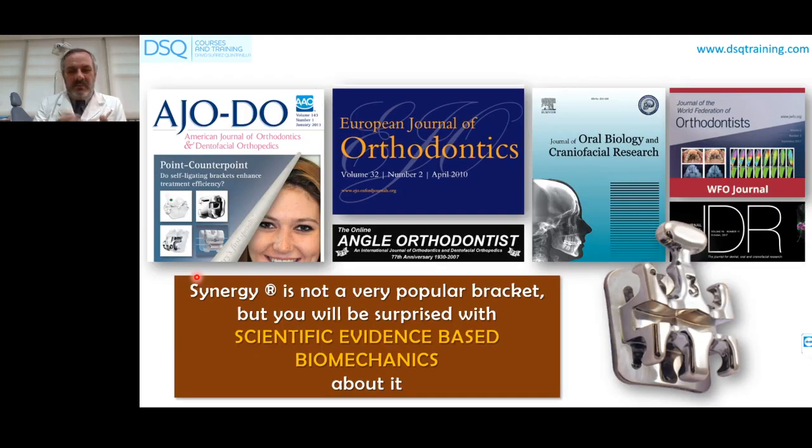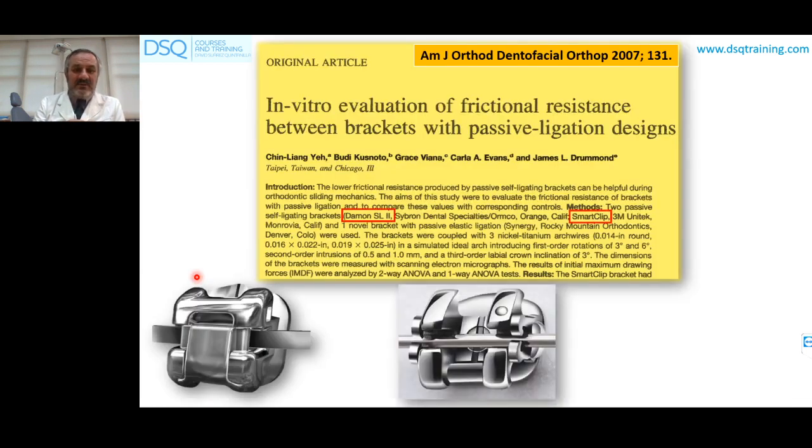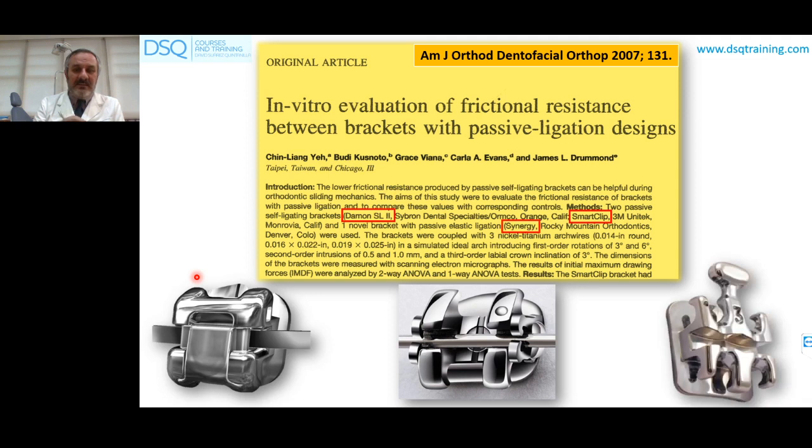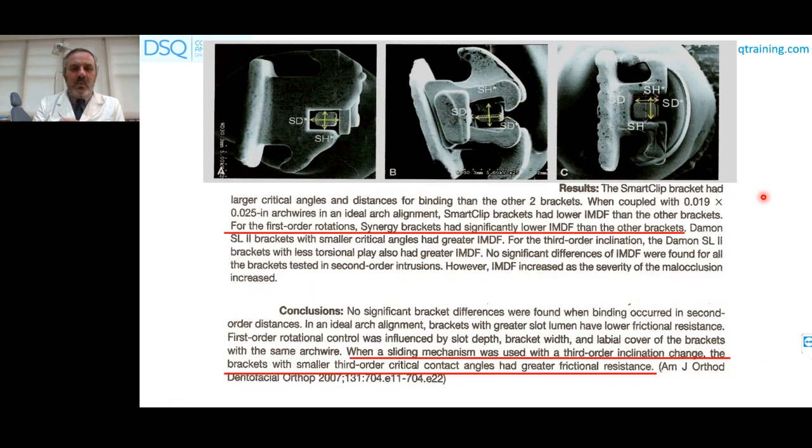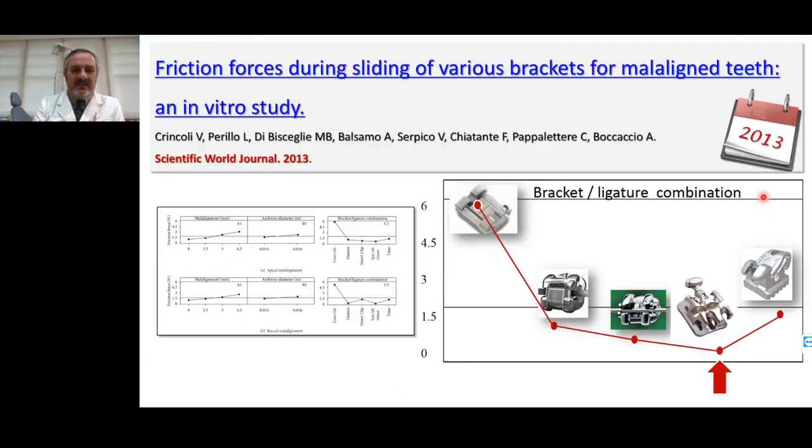Synergy is not a very popular bracket, but you will be surprised because we have a lot of scientific evidence-based biomechanics about it. This is a famous article in 2007 about the advantages of the Synergy bracket in relation to the Damon bracket or the SmartClip. This is from Carla Evans from the University of Chicago and from Chin-Liang Yen from Taipei. You can see the difference between one bracket and the other, the Synergy bracket.